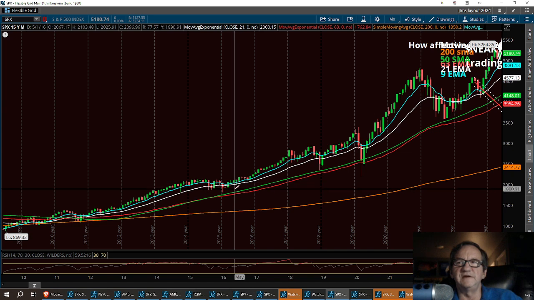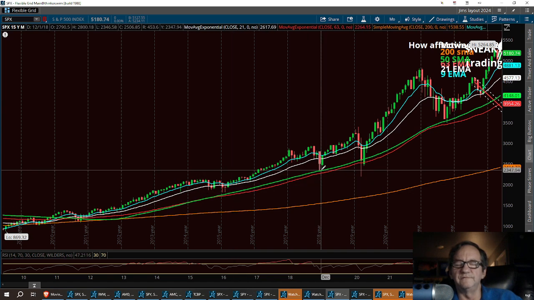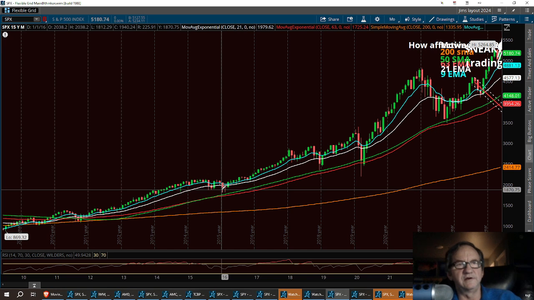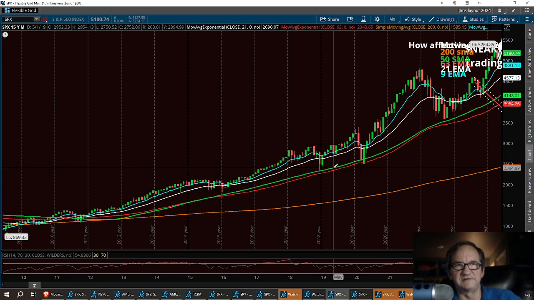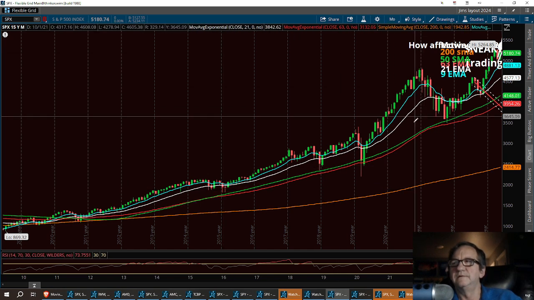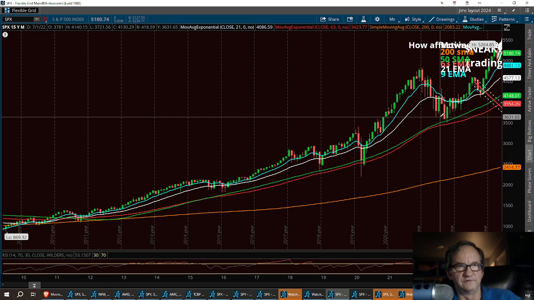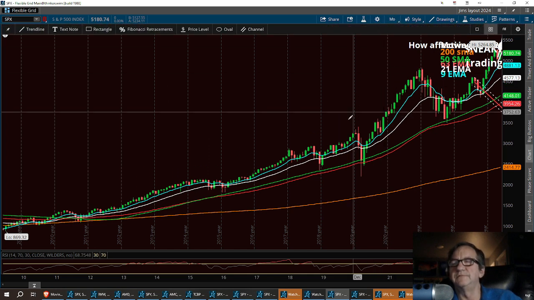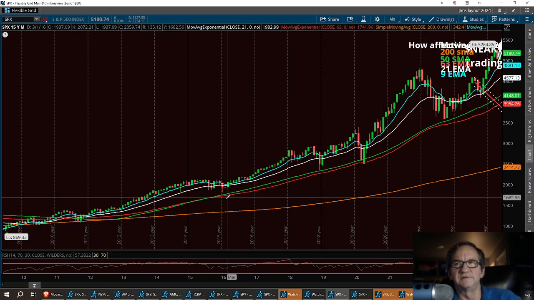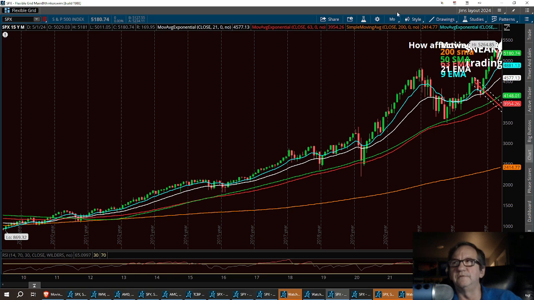So the 50 SMA, a lot of your hedge fund traders will stay in the trade if it holds up the 50 SMA, or they'll add on to their positions. They're long-term traders, so they wait for it to hit the 50 on the monthly.